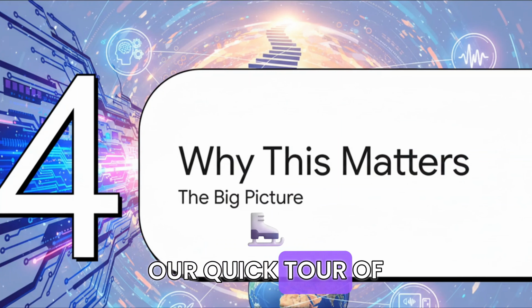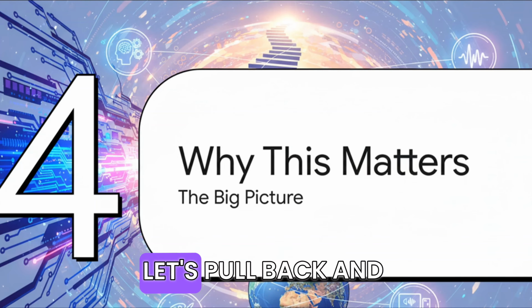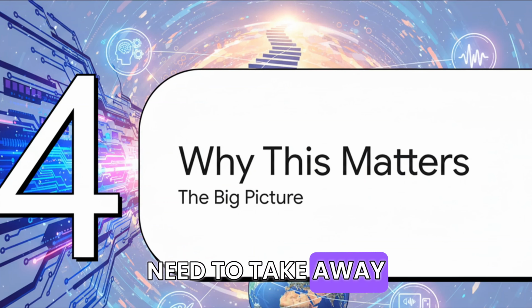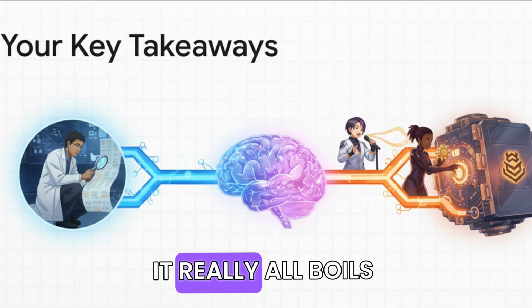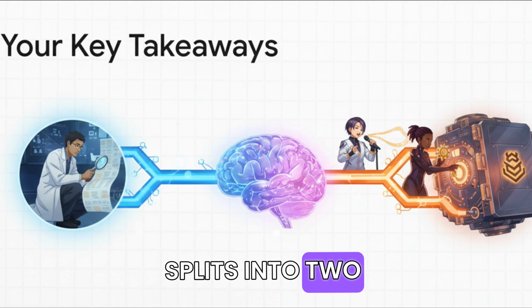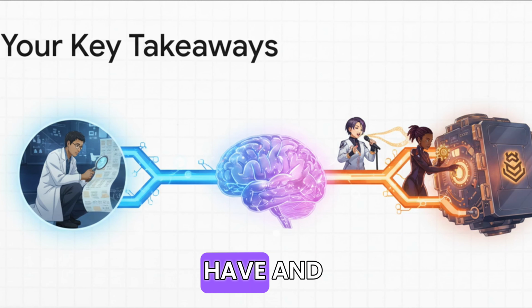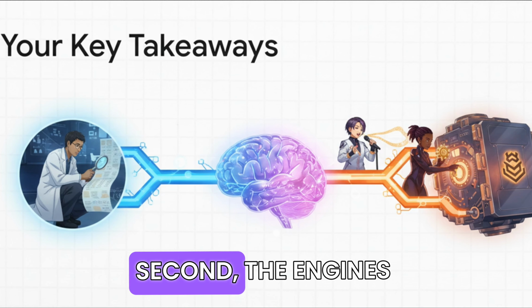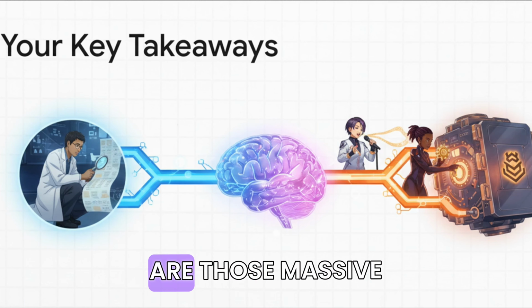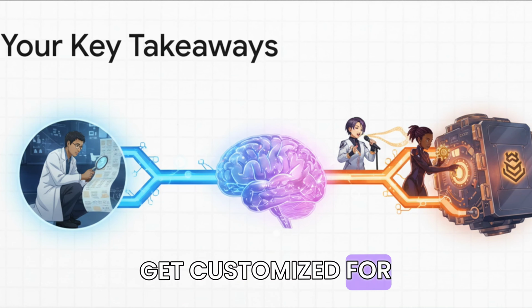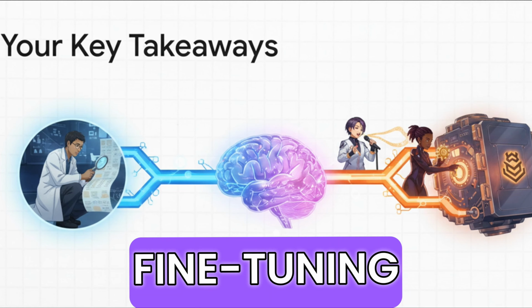So, after our quick tour of the generative AI landscape, let's pull back and look at the big picture. What are the key ideas you really need to take away from all this? It really all boils down to this. First, remember that AI pretty much splits into two worlds, analyzing what we have and generating what we don't. Generative AI is all about creation. Second, the engines making this new wave possible are those massive foundation models. And finally, these giant models get customized for specific jobs through that process of fine-tuning and prompting.